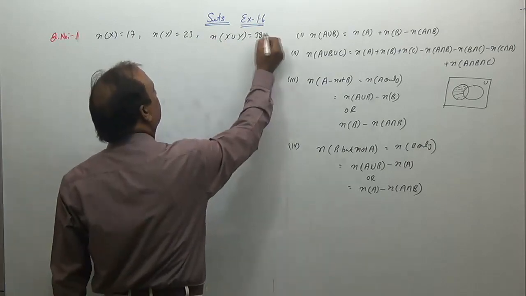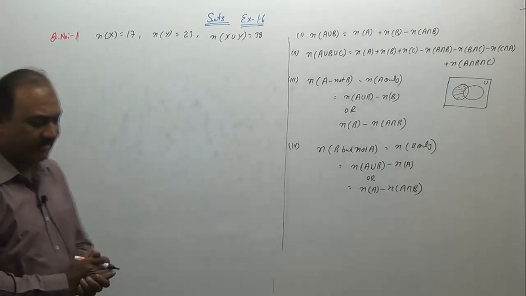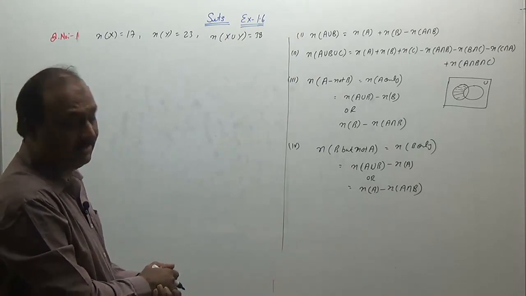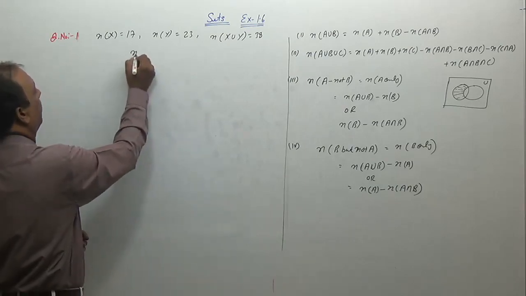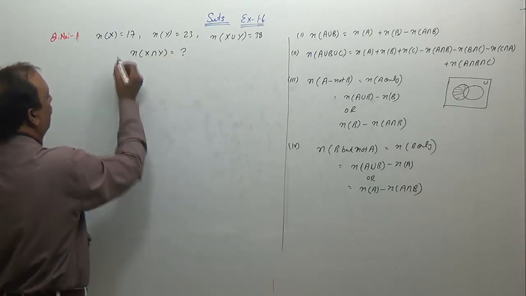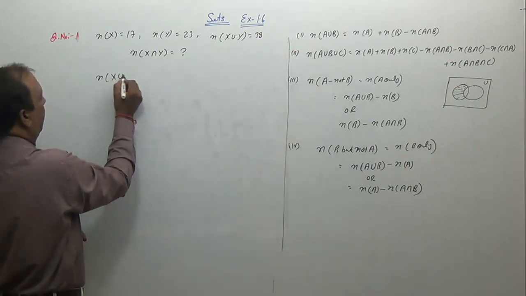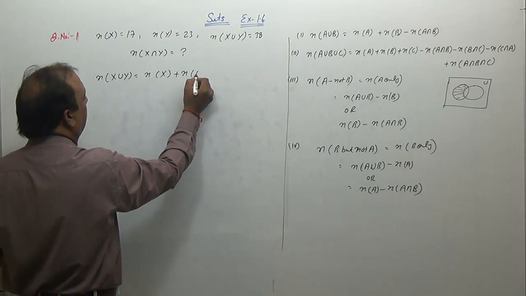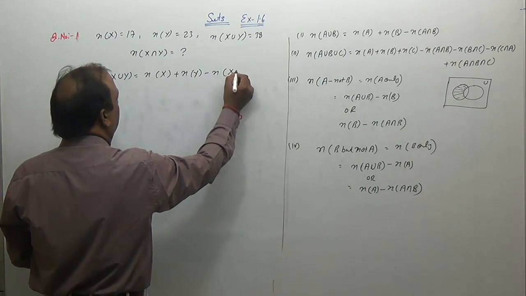These are the given data: set X contains 17 elements, set Y contains 23 elements, and set X union Y contains 38 elements. Now find the number of elements in X intersection Y. Applying the first property, the number of elements of X union Y is equal to the number of elements of X plus the number of elements of set Y minus the number of elements of X intersection Y.